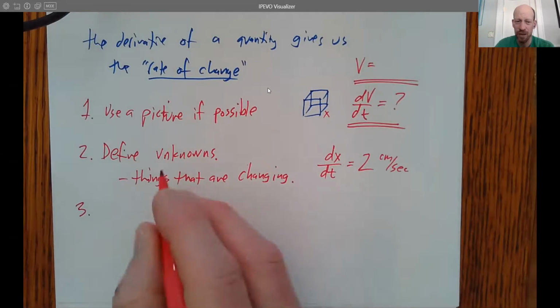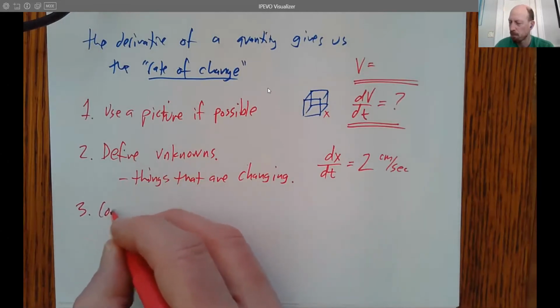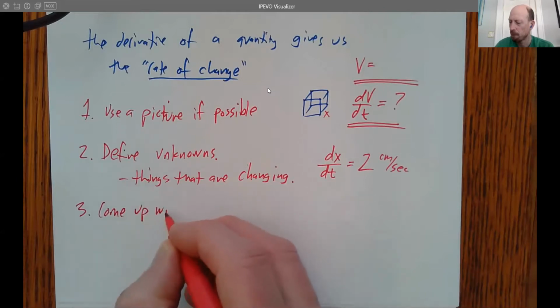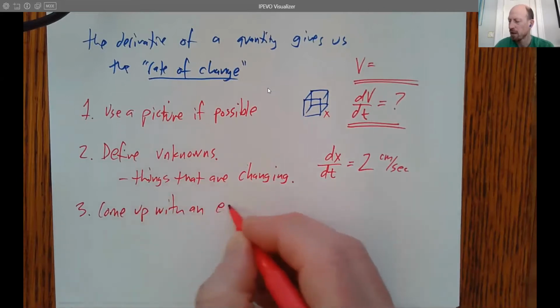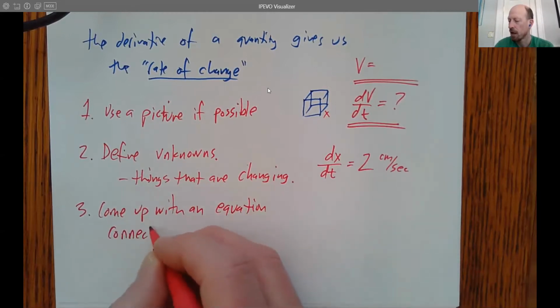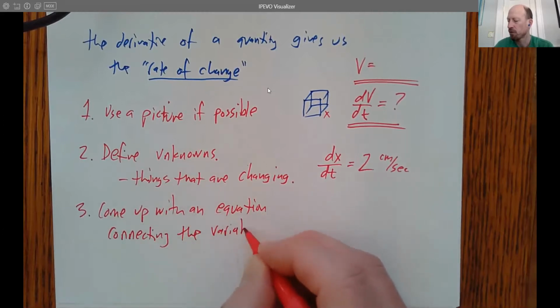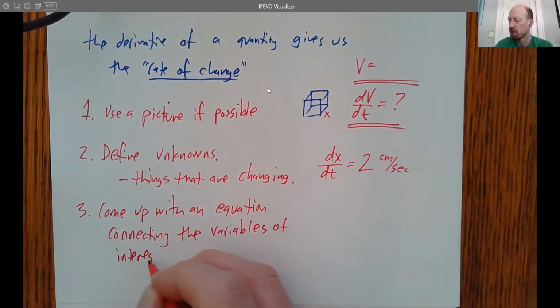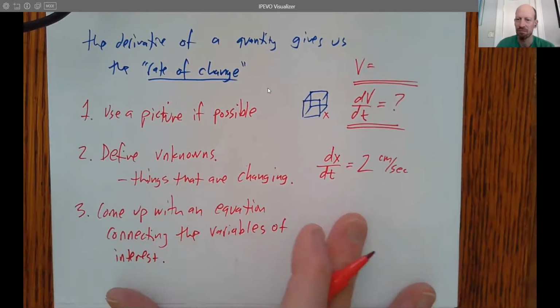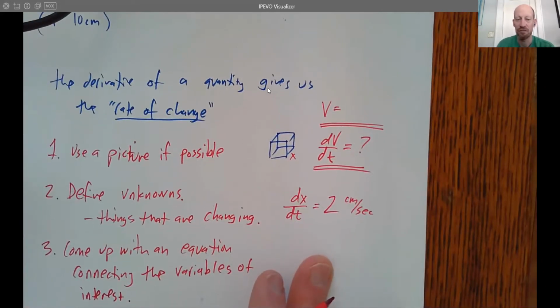The critical step, once I have all this down, is I want to come up with an equation. And I'm going to say connecting the variables of interest. It's kind of my own little invention there of phrase, right? The variables of interest. In other words, what are the variables that I care about?